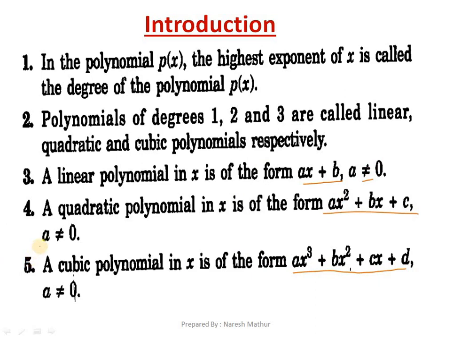A will not be 0 in any situation, because if we put a equals to 0, then the polynomial will not be a quadratic or a cubic polynomial. If I put a equals to 0, then this whole term will become 0, and this polynomial will not be a cubic polynomial because we will not have any term of x cube. Alright.